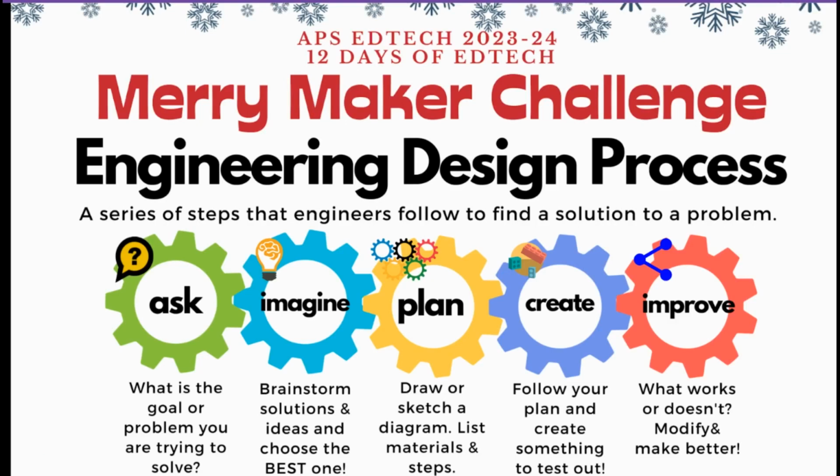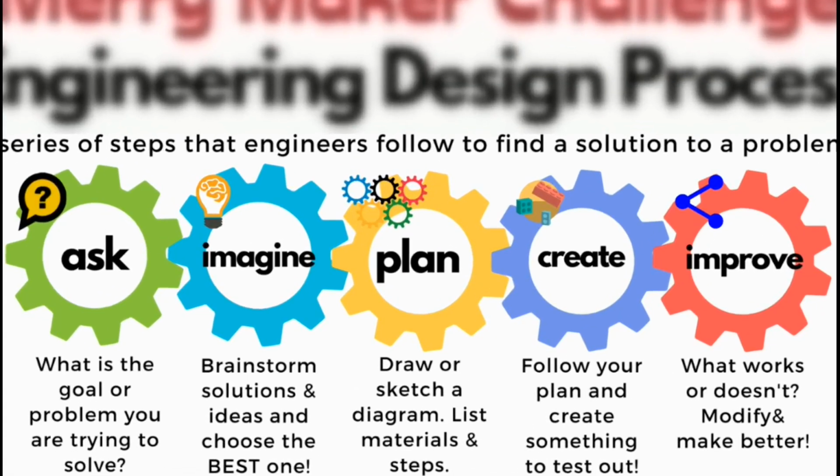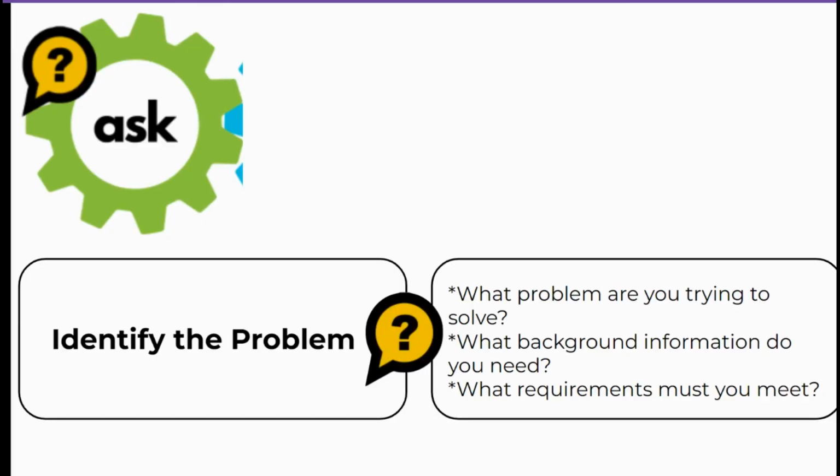The 5 steps of the engineering design process are to ask, imagine, plan, create, and improve. Start by asking a question. You need to identify the problem. What problem are you trying to solve? What background information do you need? What requirements must you meet?